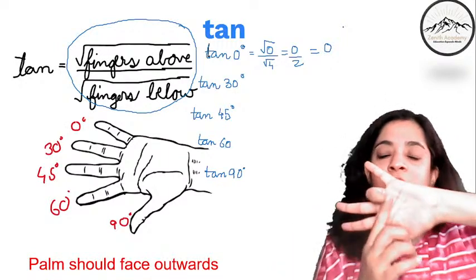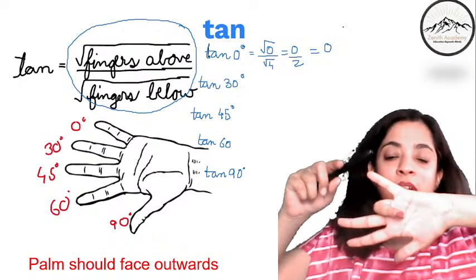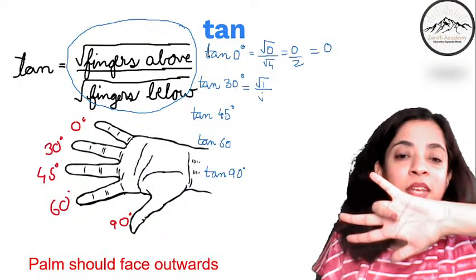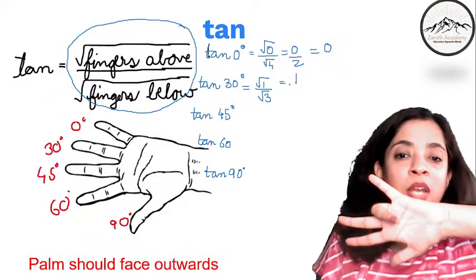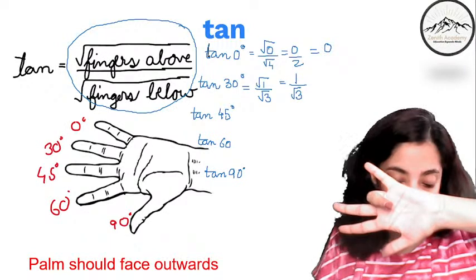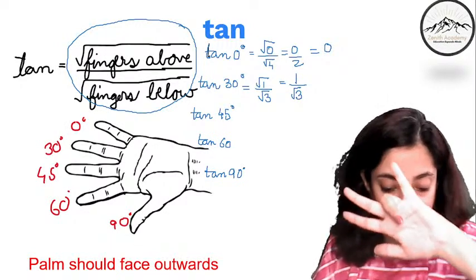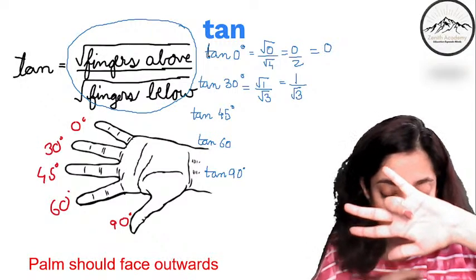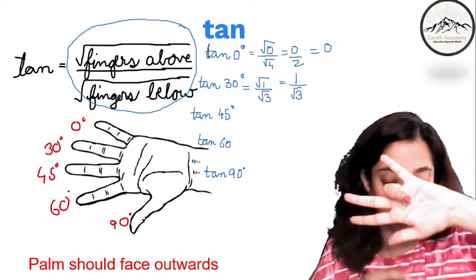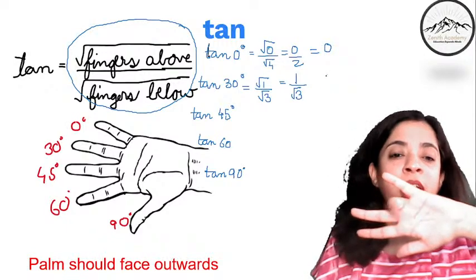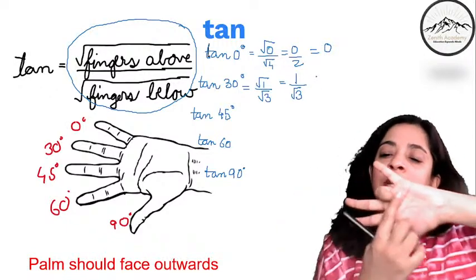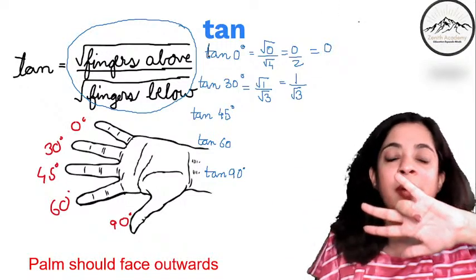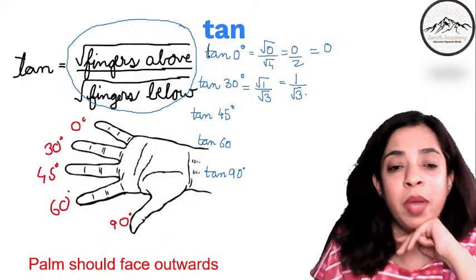Now see this 30. 1 finger above and 3 fingers below. So it becomes 1 by root 3. Vismaya, pay attention here. Have you understood? This was 0, this was 30. I folded this. 1 finger above, 3 fingers below. So square root of fingers above by square root of fingers below becomes 1 by root 3.